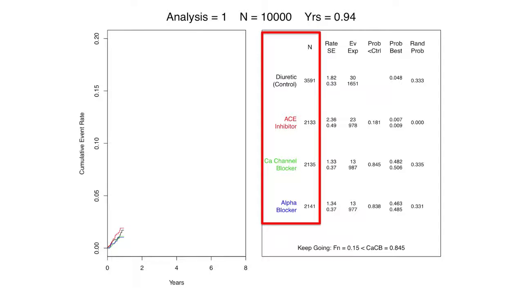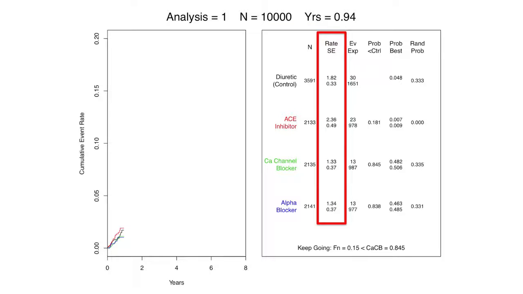At each analysis, we see the number of patients randomized to each arm so far under the N column, the observed MI and fatal coronary heart disease rate per 100 patients, along with the estimates of the standard error. Notice that after 10,000 patients are enrolled, the rate is much higher, 2.36 events per 100 patient years for ACE inhibitors versus around 1.33 for calcium channel blockers and alpha blockers, and 1.82 events per 100 patient years for diuretics.